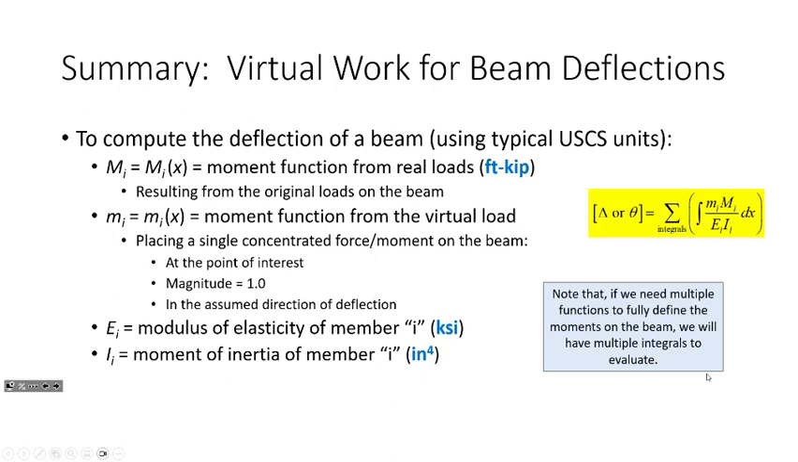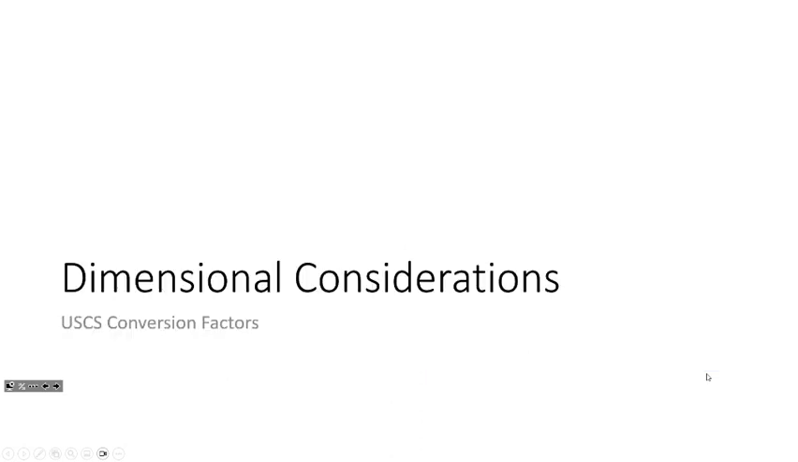Different units. The units don't match, right? We have moments in foot kips, but we have moduli of elasticity in KSI and moments of inertia in inches to the fourth. We need to resolve our units, okay? It's the one thing left to do. So how do we resolve our units?